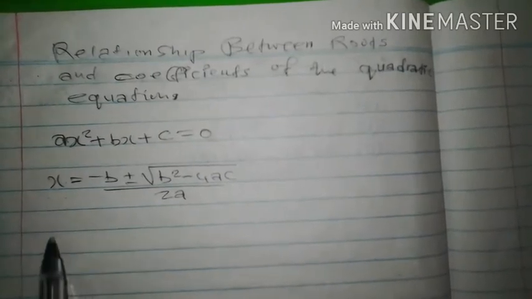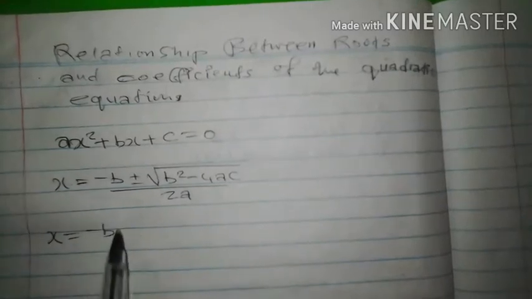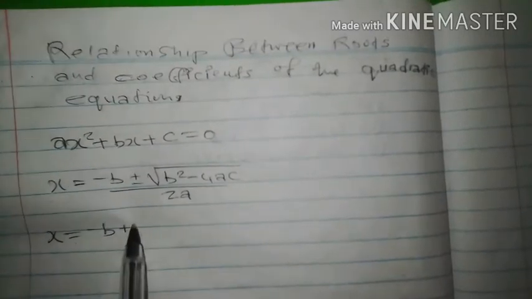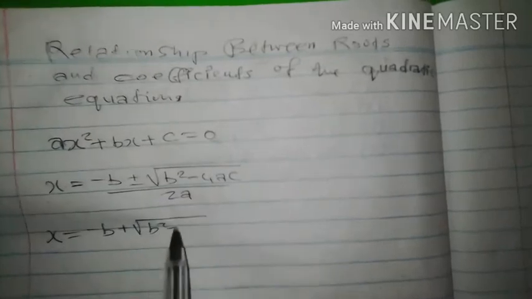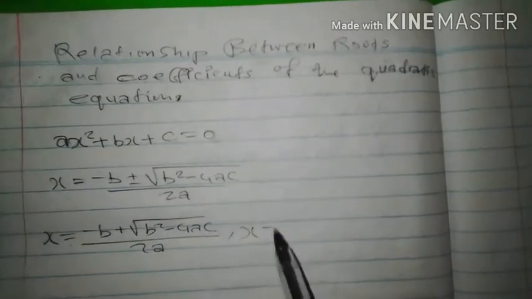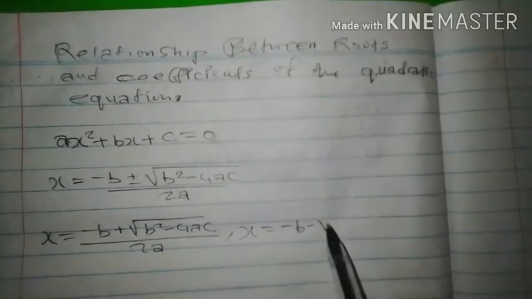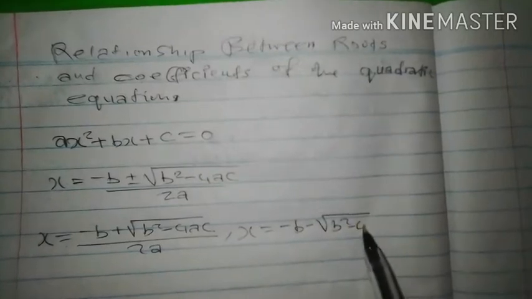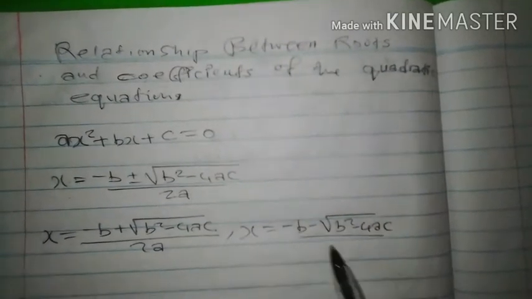In this formula, we need to realize that the first root is x is equal to minus b plus the square root of b squared minus 4ac over 2a, and the other root is x is equal to minus b minus the square root of b squared minus 4ac over 2a.